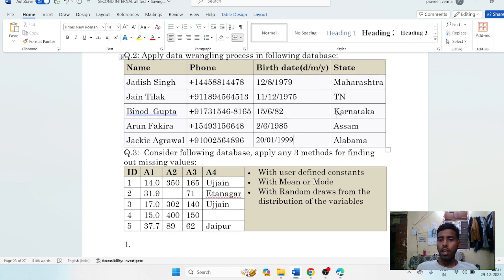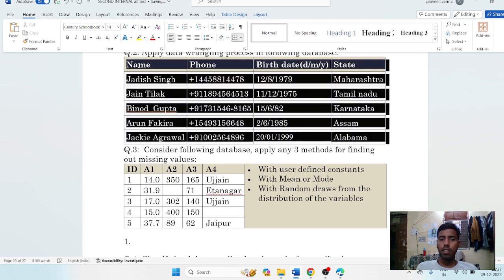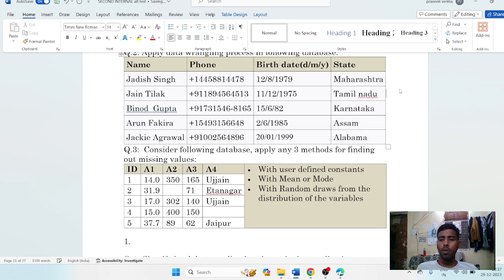Now here, what is TN? In the state column, we have to specify the full form of TN. I will show Tamil Nadu. Clear? So after wrangling, the data should look like this. Hope you guys understand the question.